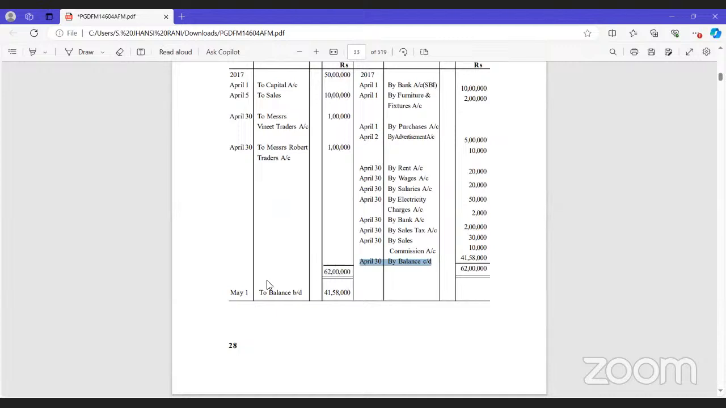And after April, what is the month? We have May 1st. On May 1st, to balance brought down. Here it is called carried down, and when you bring it to the next month, we call it balance brought down, and the amount is 41 lakhs 58,000.